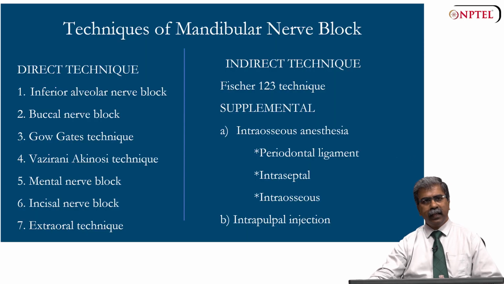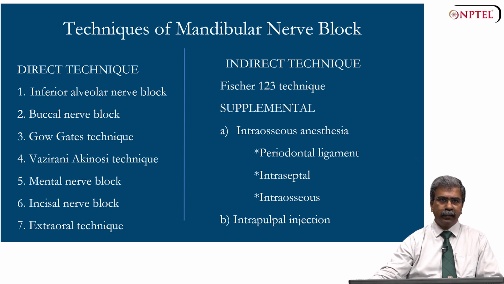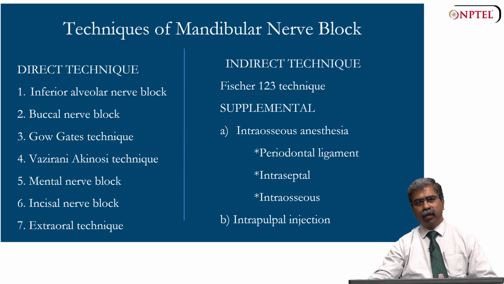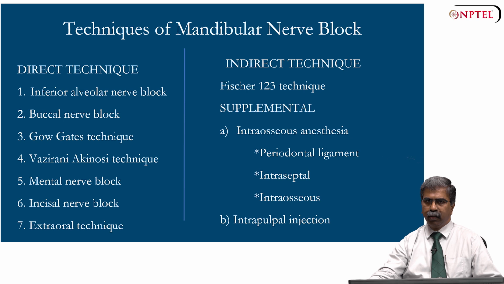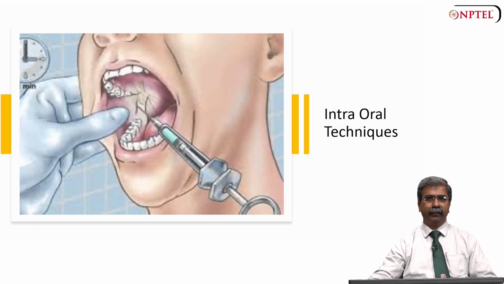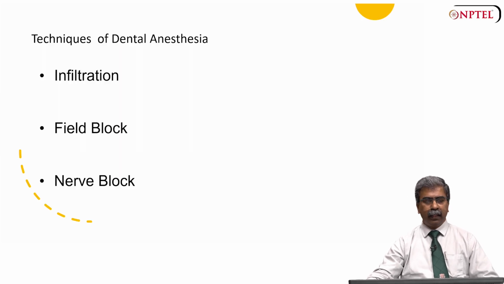And what are the various other techniques? We have both the direct and the indirect techniques. The direct techniques include the inferior alveolar nerve block, the buccal nerve block, the Gow-Gates technique, the Vazirani-Akinosi, mental nerve block, incisive nerve block, and the other extraoral techniques. And the indirect techniques will include the Fisher 1, 2, 3 and other supplemental techniques like intraosseous and the intrapulpal. And intraosseous includes the periodontal ligament, intraseptal, and the intraosseous technique. Now we'll discuss the various intraoral techniques, which will include the infiltration technique, a field block, and the nerve block.